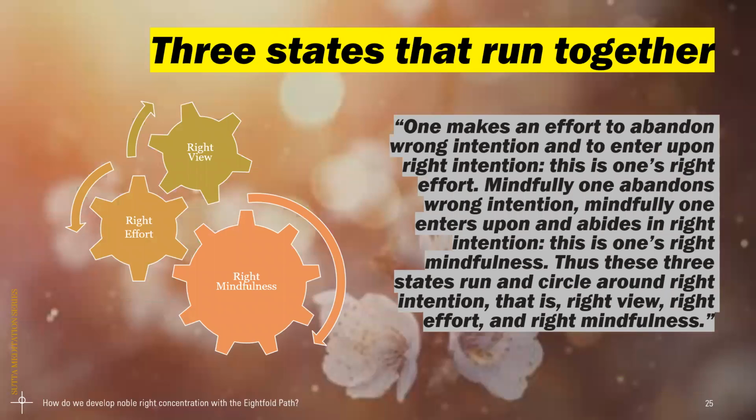So we come back to the Buddha's statement, and to complete this noble right intention, the Buddha says, one makes an effort to abandon wrong intention and to enter upon right intention. This is one's right effort. Mindfully, one abandons wrong intention. Mindfully, one enters upon and abides in right intention. This is one's right mindfulness. Thus, these three states run and circle around right intention. That is right view, right effort, and right mindfulness.